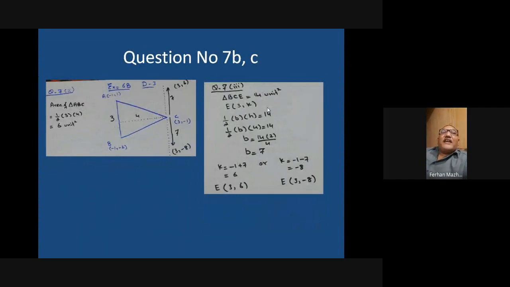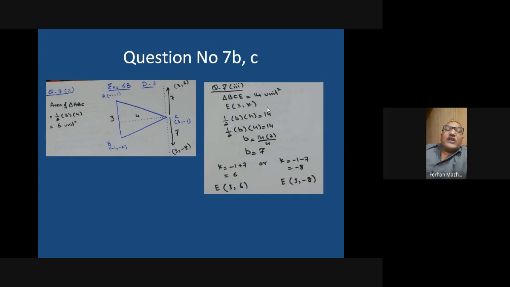Okay, so question number 7, and it's B part. He says find the area of this triangle. Now you see, if I take the AB side as the base of the triangle, it's a vertical line, and the length of the AB is 3. Then the height will be the perpendicular from C onto the AB. That's a horizontal line, and its length I can count from the grid, it's 4.